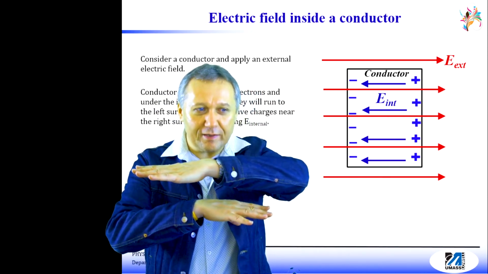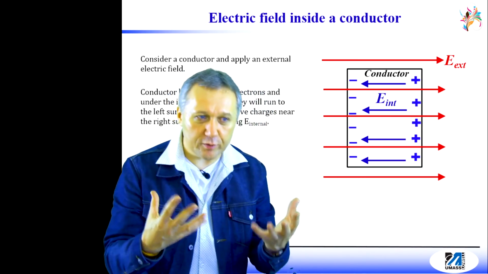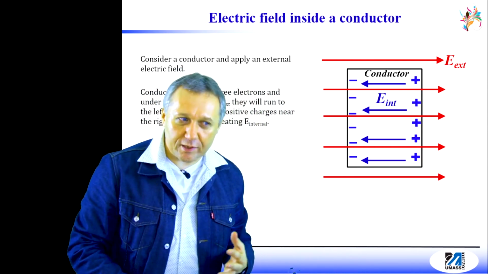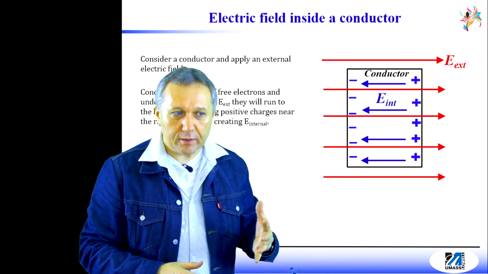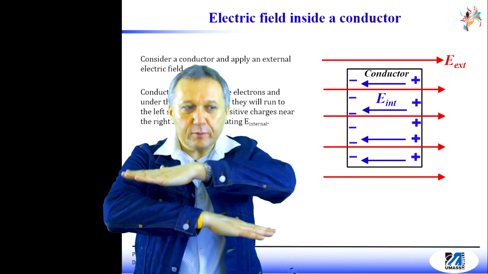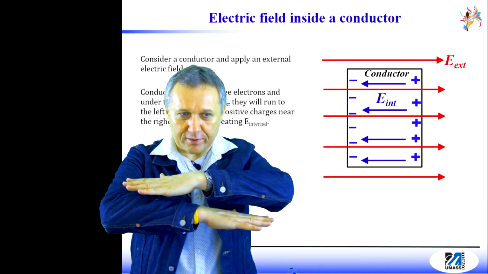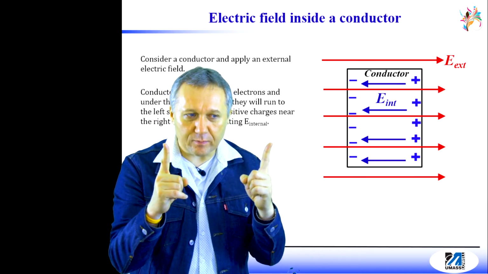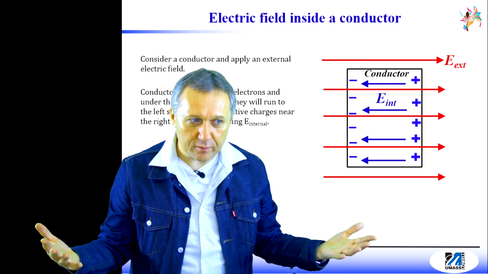But if it's still smaller than the external electric field, that electric field is still not zero, and electrons still feel the electric force, and they keep traveling. So those electrons will keep traveling and drifting until what? Until the internal electric field and external electric field are equal to each other in magnitude, but of course they point in opposite directions. Right? As a result, what's the value of the net electric field at that moment when these two fields are equal? Electric field will be zero.